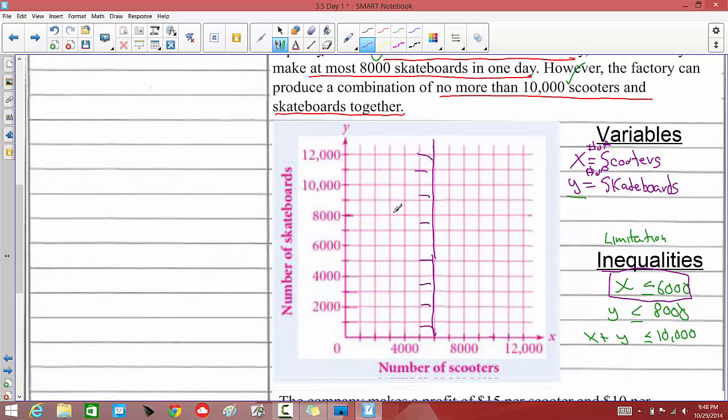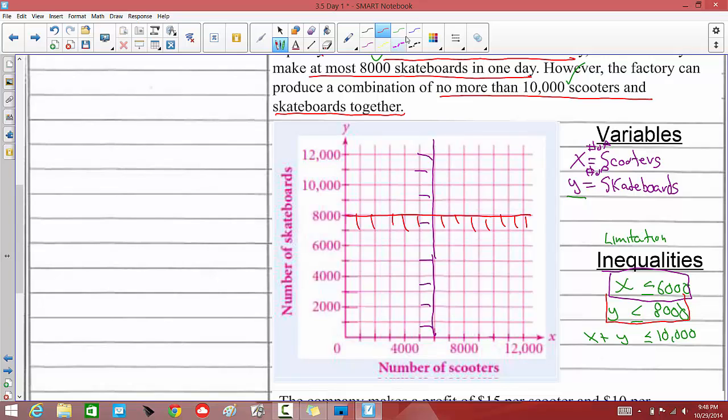Okay, we would be shading this way. Now let's do the y is less than or equal to 8,000 right there. So that's going to be a horizontal line at a height of 8,000, right? And we are going to graph y less than that, so that tells us we would graph below this. So we're going to graph this way. I'll put a little dashes, just to keep track of which way we're going to have to shade that side.